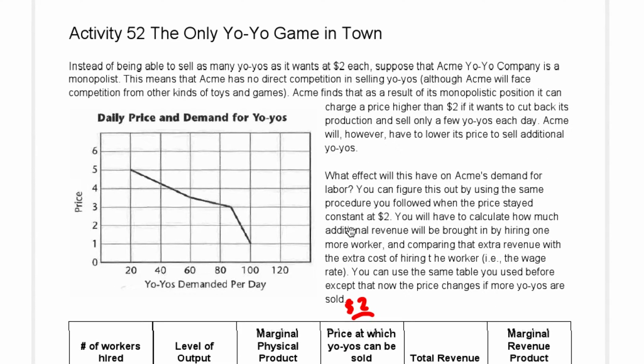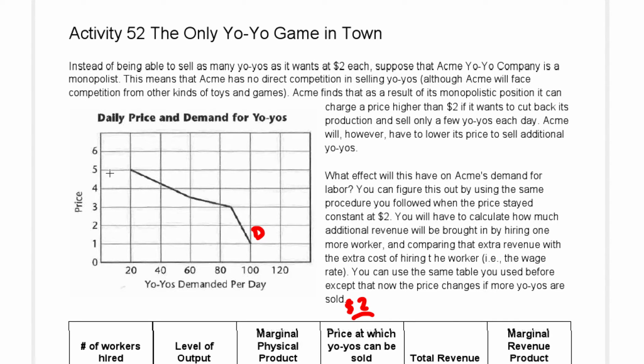let's say we're a monopolist. So we are the only seller of yo-yos in town, and what we have here is a demand curve for our yo-yos. So that's a letter D. I can't write thin letters right now. All right, so this is our demand curve for yo-yos.